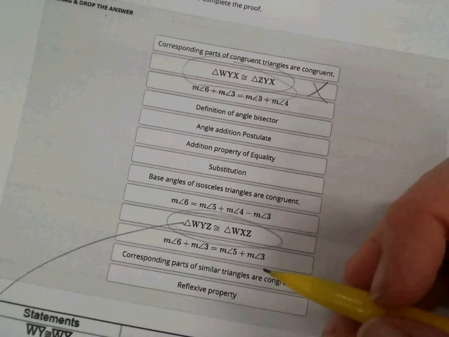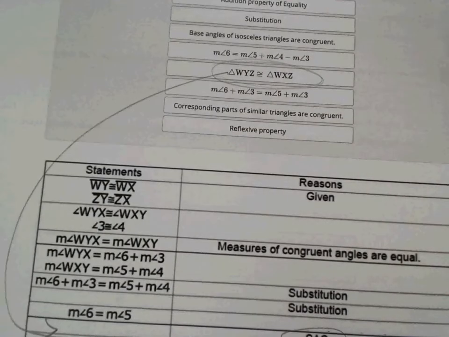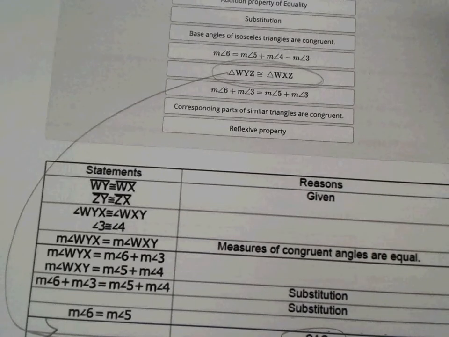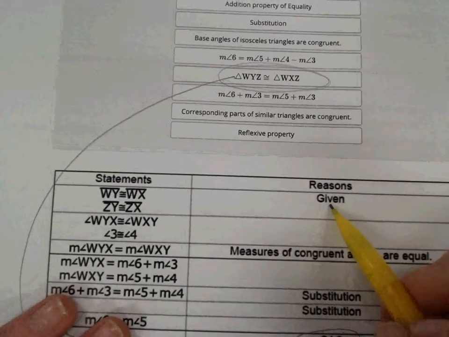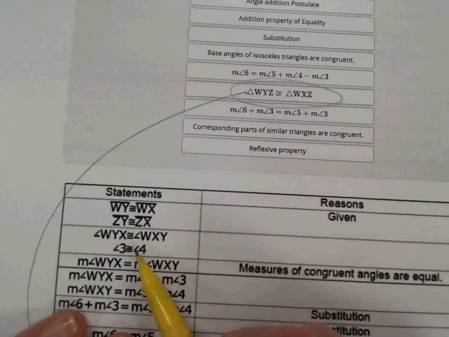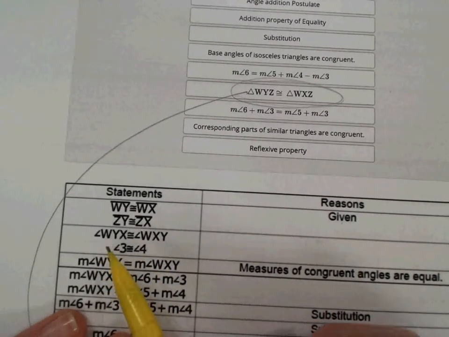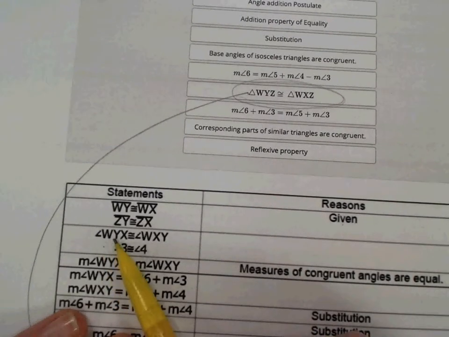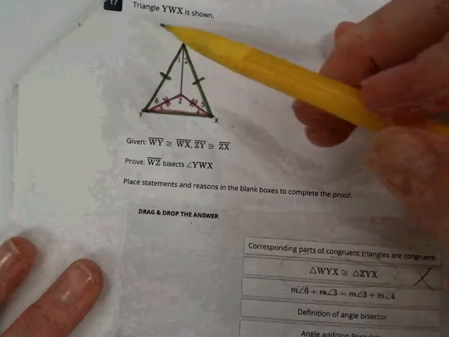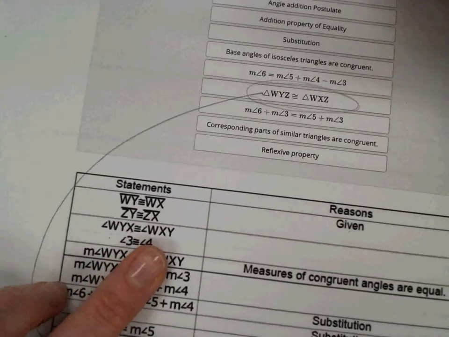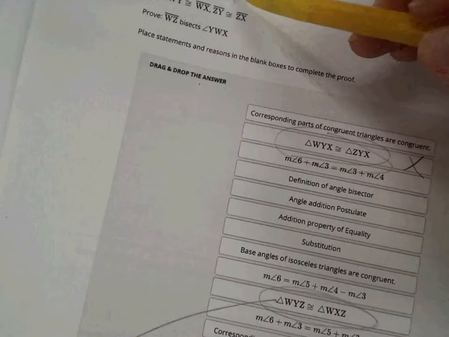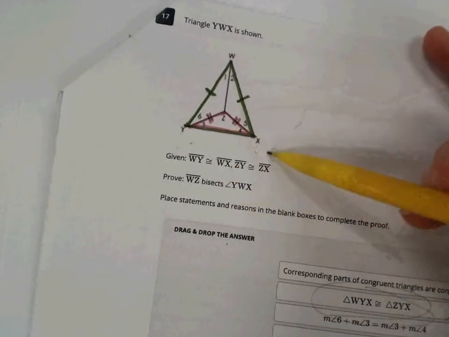We see that it's just nice that we have so much information already provided for us, and we just need to fill in the blanks. So the given's already in the proof, in the two-column proof. So then next it states that angle WYX is congruent to angle WXY. That's this one right here, the green triangle angle here.